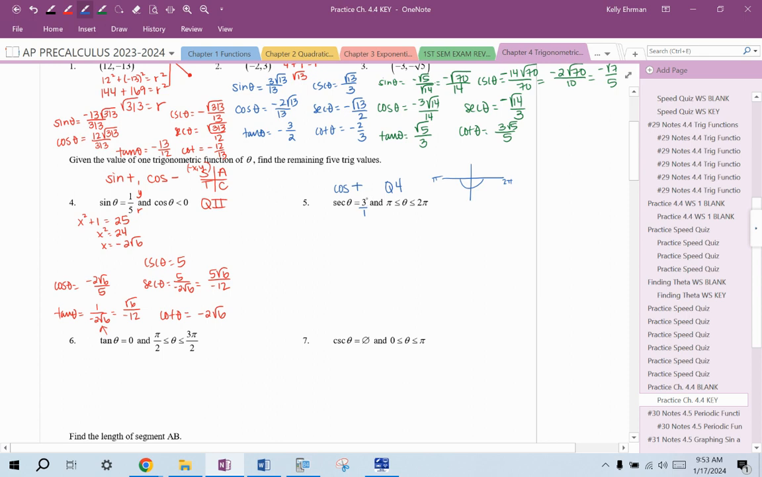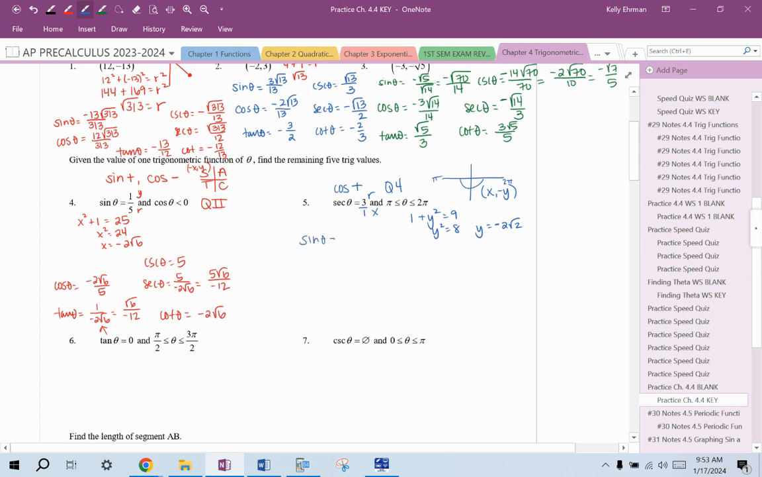So secant is r over x, or cosine is 1/3, however you want to think of that. So 1 squared plus y squared equals r squared. Y squared equals 8. Y equals 2 radical 2. Now is it positive or negative? If we're in quadrant 4, when you're plotting points, every y value is negative. So negative 2 radical 2. And then we go through and find our stuff.